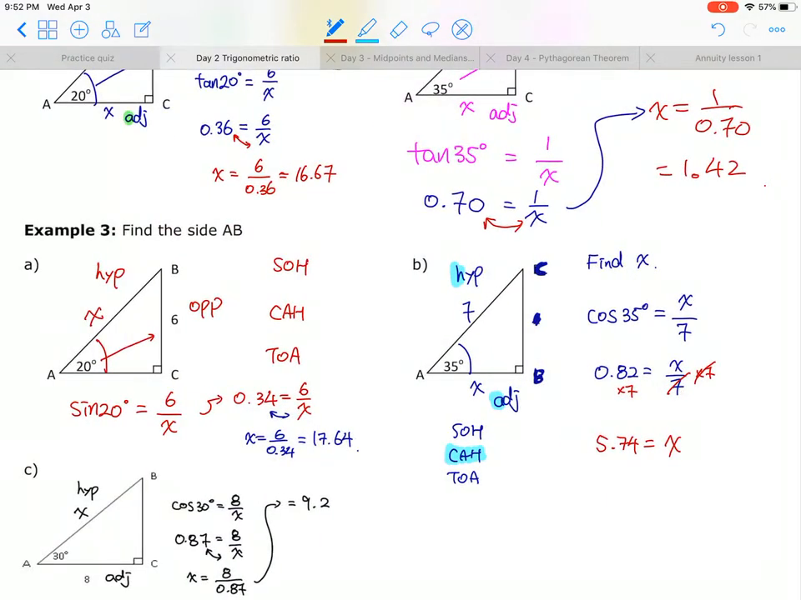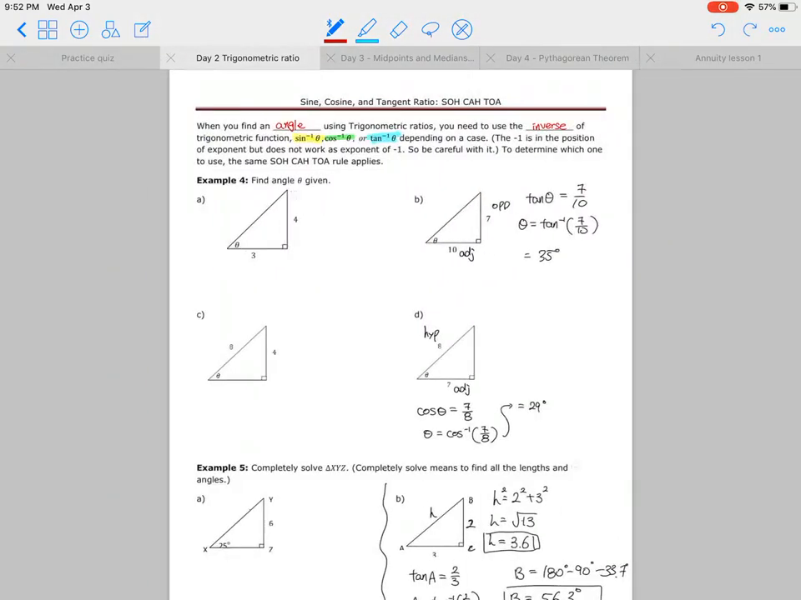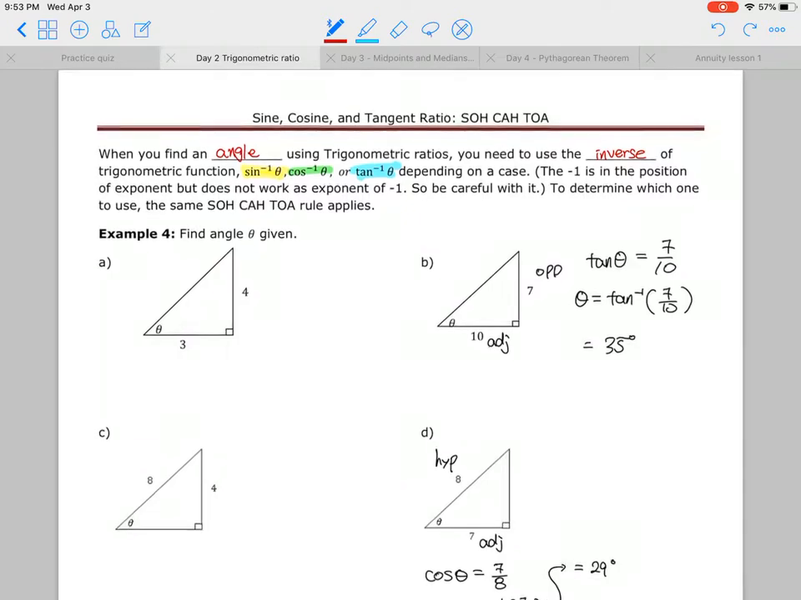Okay. So two things that you have to remember. Remember that if you have the variable or the unknown at the bottom, the denominator, you swap it with the other side. If it is not, then you just multiply by the bottom number. Okay. Now, the next one is basically finding the angle.